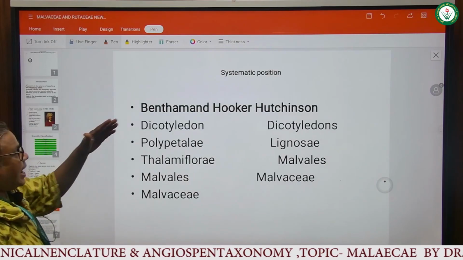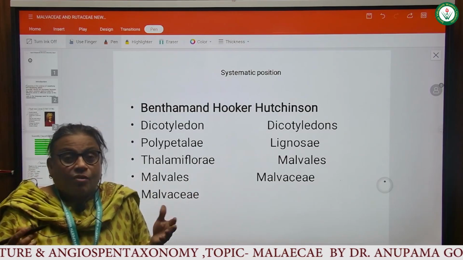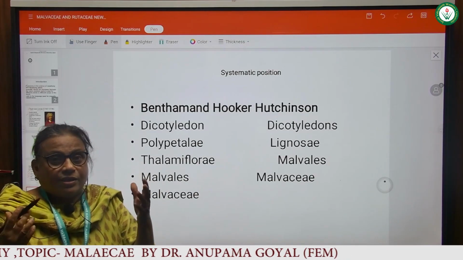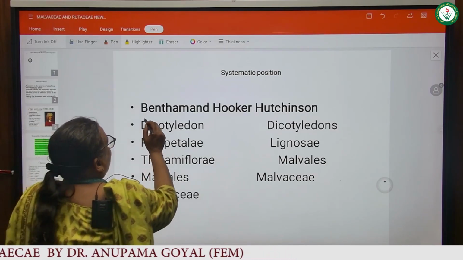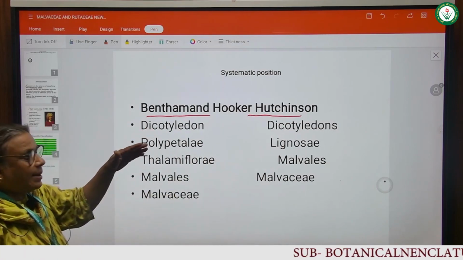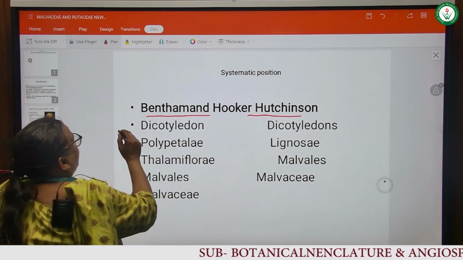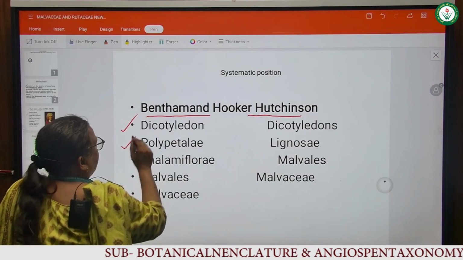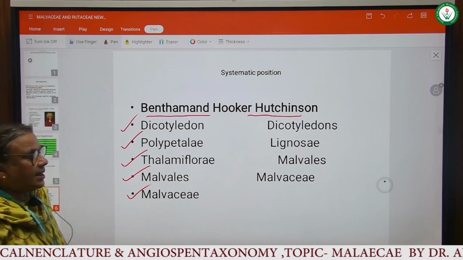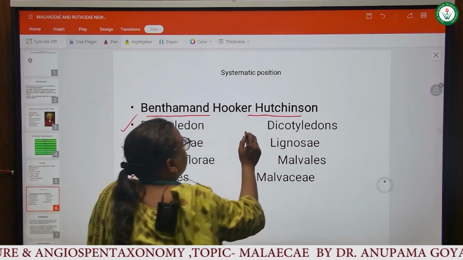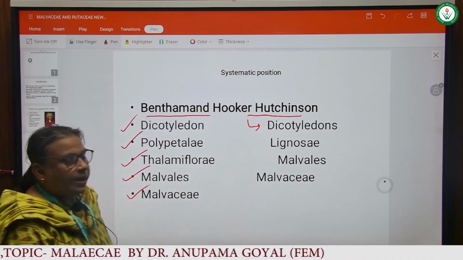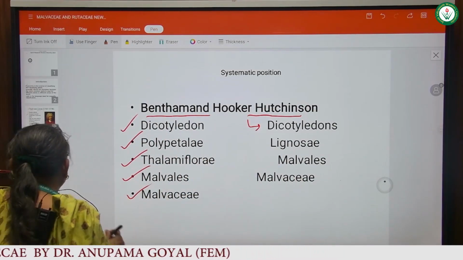Now I talk about the systematic position. When we learn taxonomy, the systematic position is very important. According to Bentham and Hooker and according to Hutchinson: Bentham and Hooker classification places it in dicotyledons, Polypetalae, Thalamiflorae, order Malvales and family Malvaceae. Then Hutchinson placed the plants in dicotyledons, Lignosae, order Malvales and family Malvaceae.